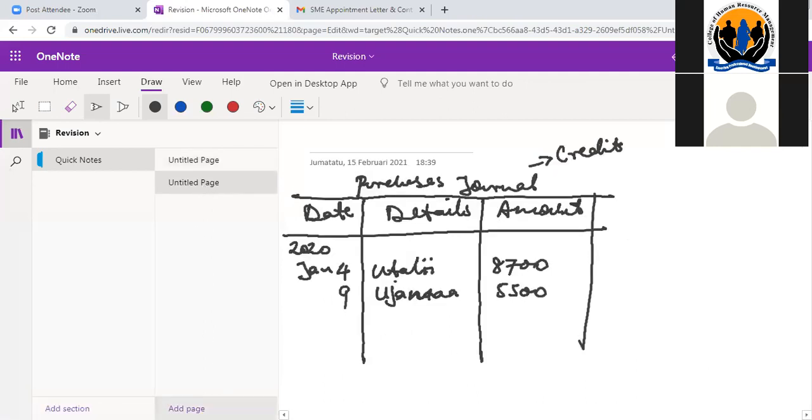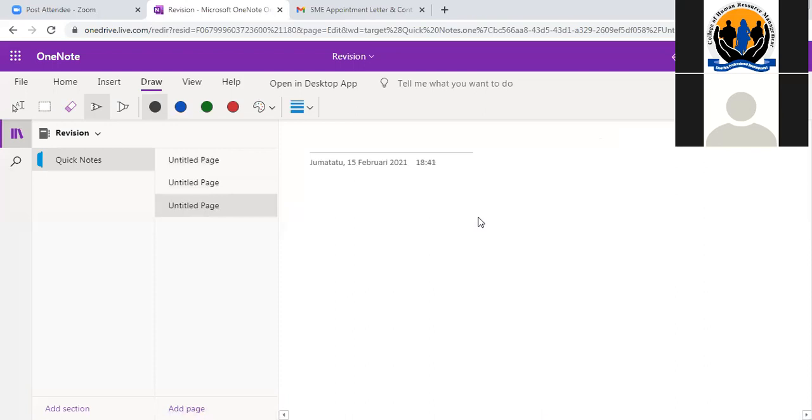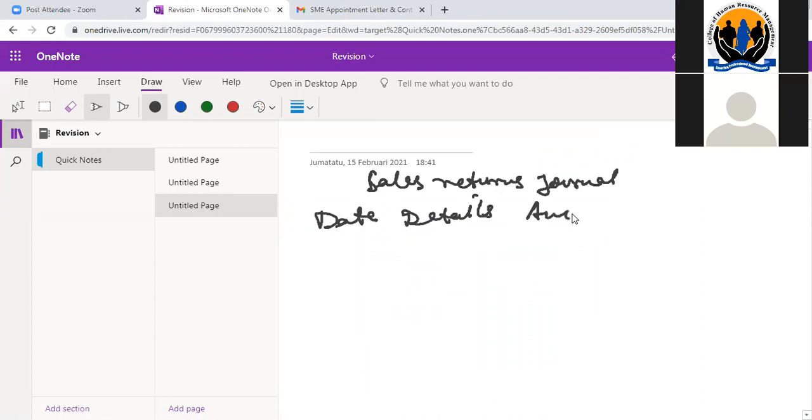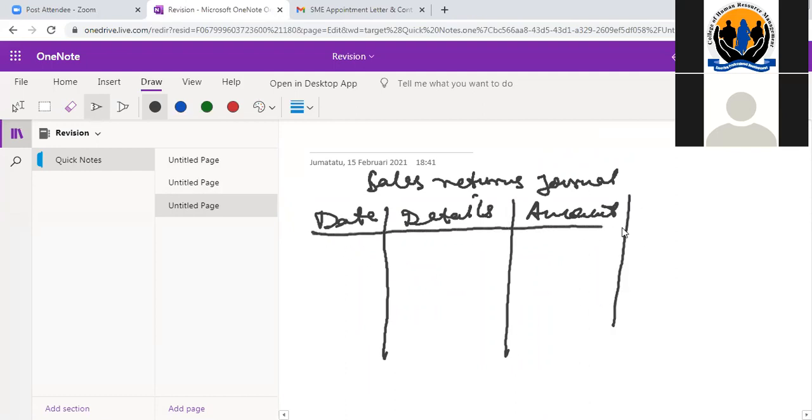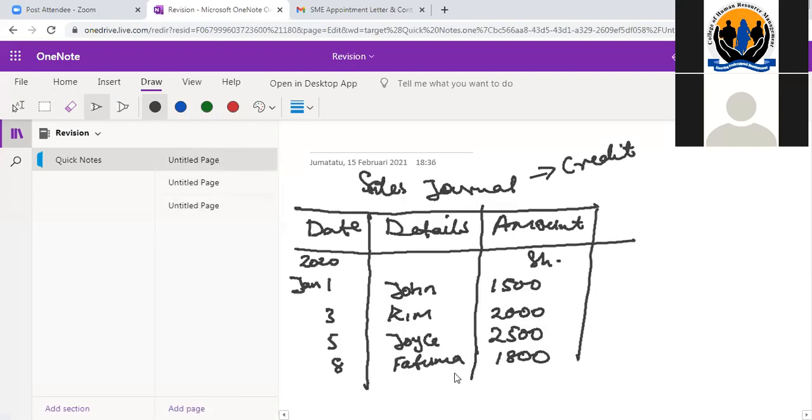When it comes to their returns, that is the sales returns and purchases returns, the same approach is followed. So we are going to have the sales returns journal with the columns: the date, the details, and amount. For it to be a sales return, the customer must first have bought goods. So the sales returns will contain the names of the people who are in the sales journal.